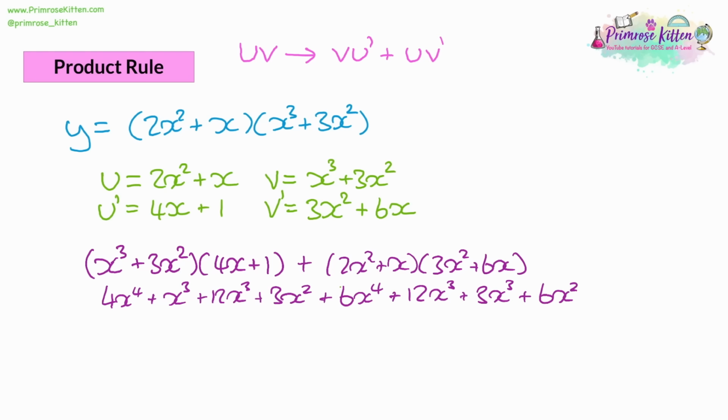So now we need to write down our final answer. Let's look at the power of 4s first. We've got 4 and 6. That makes 10. 10x to the power of 4. Then let's look at cubes. So we've got 1, another 12, so that's 13. Another 12, so that's going to be 25. And another 3, that's going to be 28. So 28x cubed. Then we'll look at squareds. We've got 3x squared and 6x squared. That's 9x squared. And so that is going to be our final answer. 10x to the power of 4 plus 28x cubed plus 9x squared.